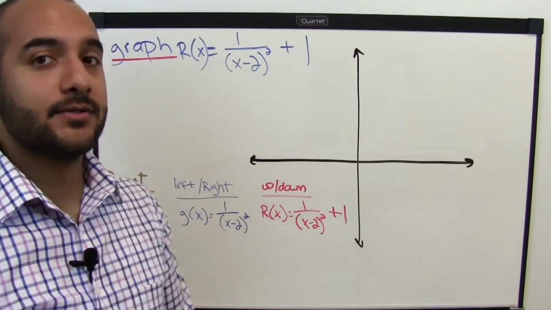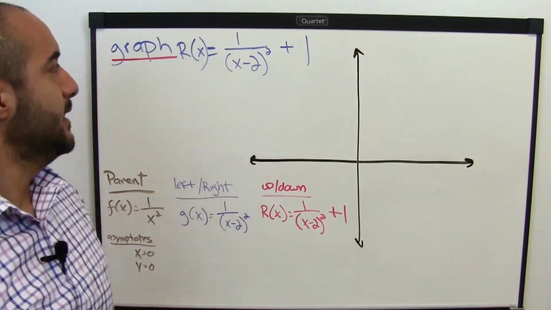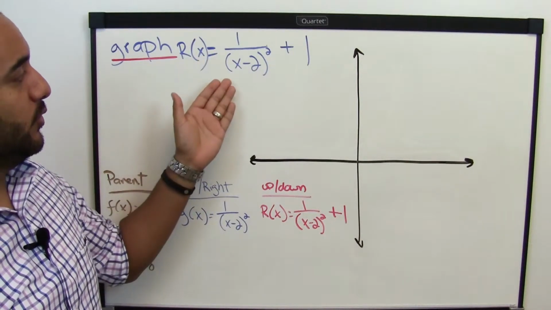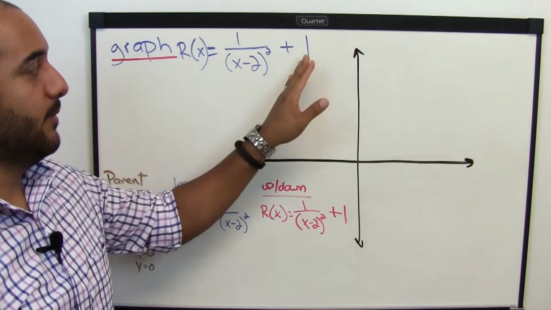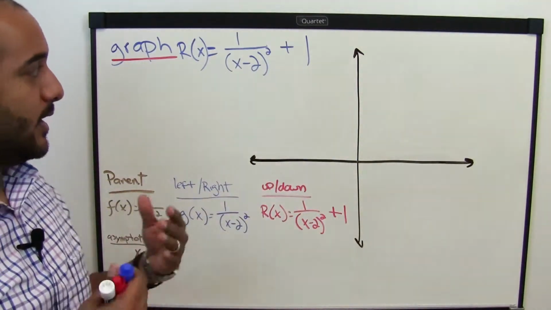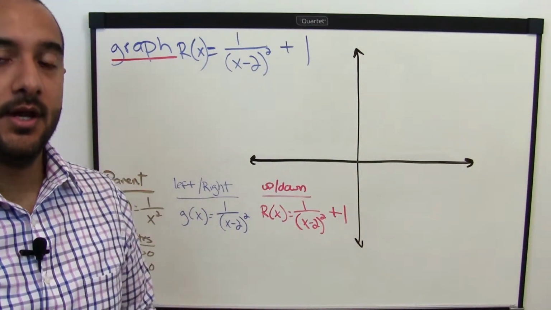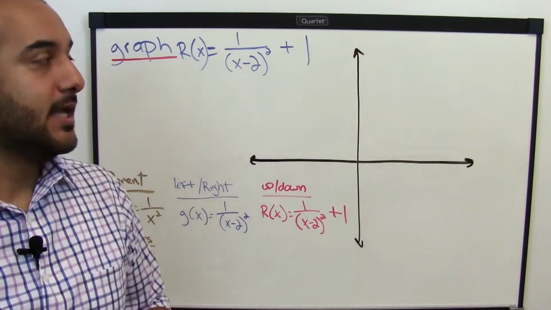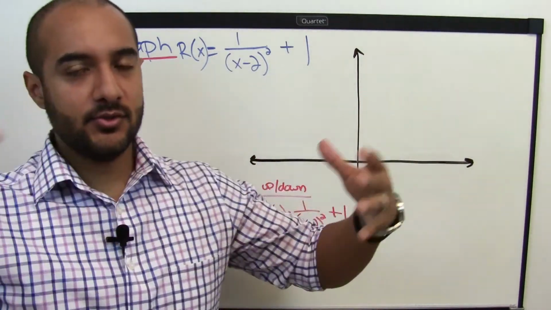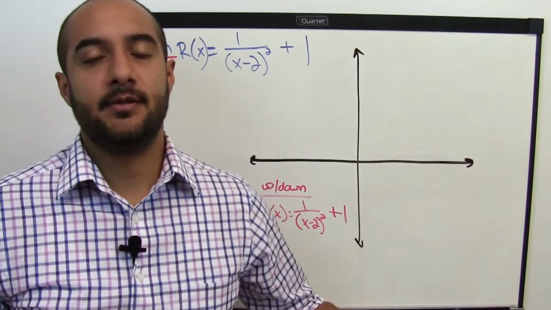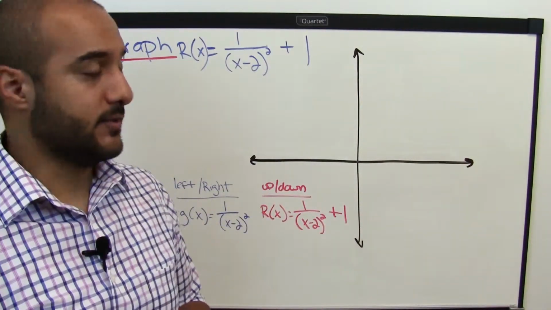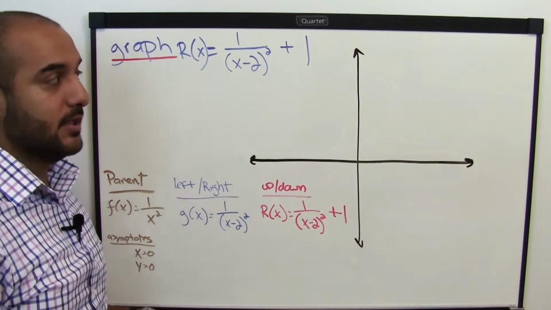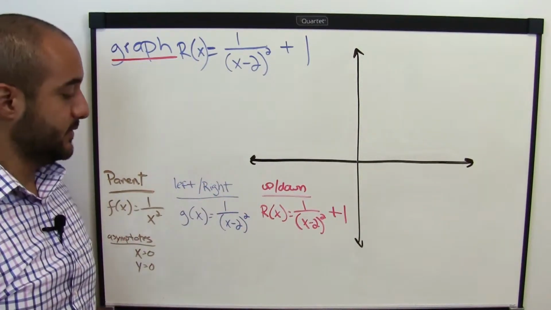Here we're asked to graph something a little bit more complex. We're asked to graph r of x equals 1 over (x minus 2) squared plus 1. So this one I could actually take advantage of my parent function. I can graph this one using transformations instead of choosing points, then trying to make a general sketch of it and connecting all the points together. So let's use our transformations to make a graph of this, okay?